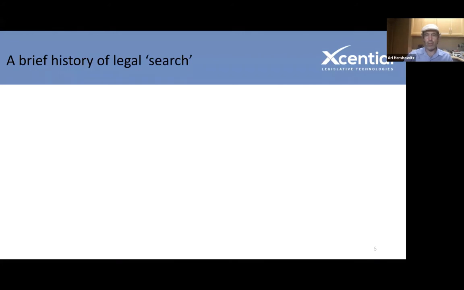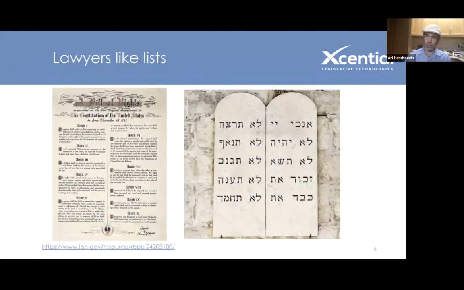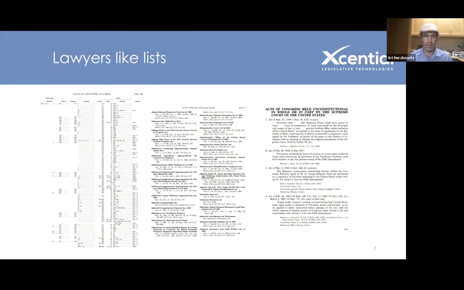So just a brief history of what it means to search in the legal space. As you can imagine, lawyers have been working with paper and parchment and stone tablets for a long time. Lawyers really like the idea of organizing information, and we've done it from the very beginning, say the 10 Commandments, the Bill of Rights. We really like lists. So our idea of search has often involved creating a list of legal information that's being produced, so that we were able to do search or a form of search well before there was any computerized indexing.